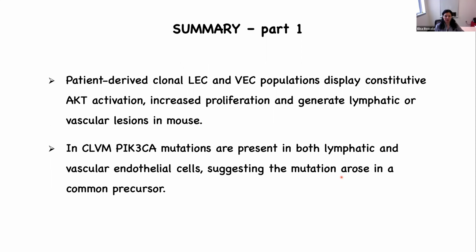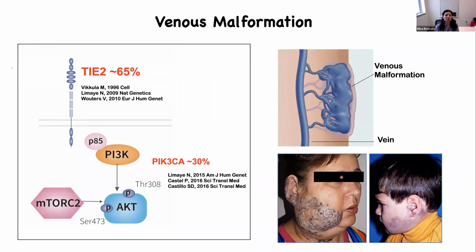Okay, if there are no more questions, I'm going to move on to talk about venous malformation. Venous malformations are caused by Tie2 or TEK or PIK3CA mutations. And venous malformations, again, similarly to lymphatic, structurally, there's formation of these massively enlarged networks of veins, which are accessory veins that spread out from a normal vein.